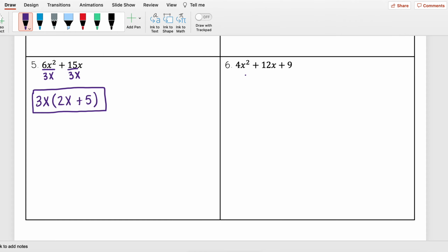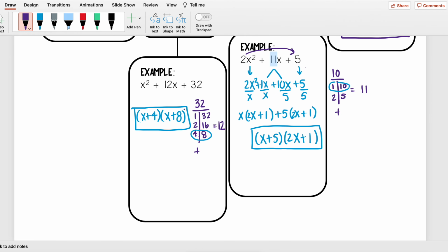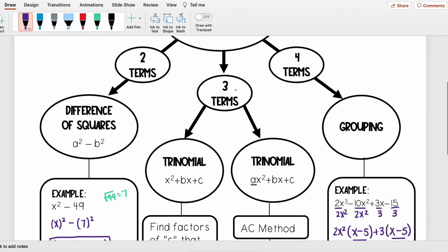Now looking at this last one, I have 4x squared plus 12x plus 9. So my first step is to look for a GCF. Here I have 4, 12, and 9. And since 1 and 4 are the only things that go into 4, and 4 doesn't go into 9, there aren't any number GCFs. And I see they don't all share an x, so this one does not have a GCF. And so looking at my chart, I see I have 3 terms.